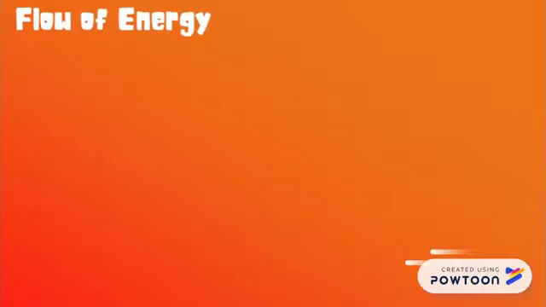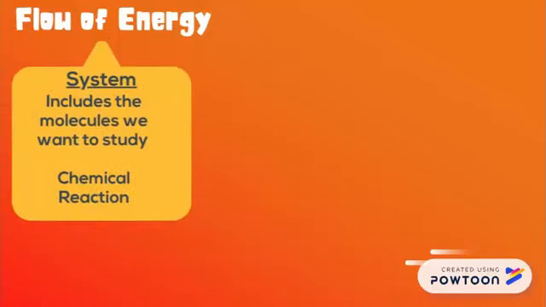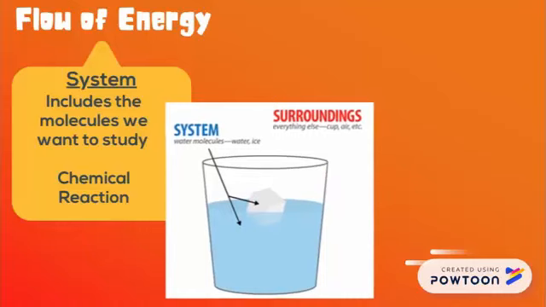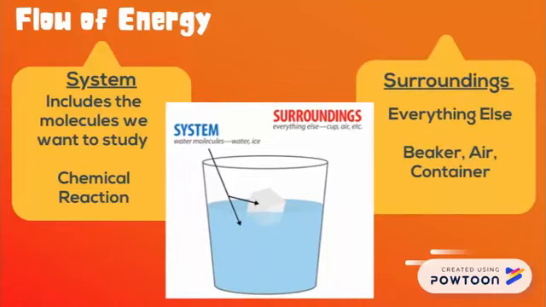To know how energy is flowing, we first need to identify our system and surroundings. The system includes the molecules we want to study. For example, a chemical reaction, or in this image, water and ice. The surrounding is everything else, so the beaker, the container, the air.